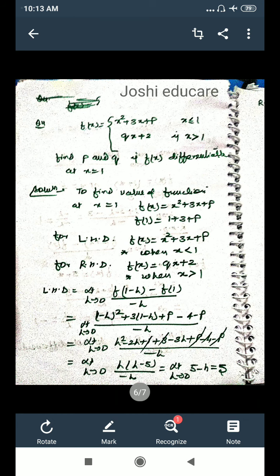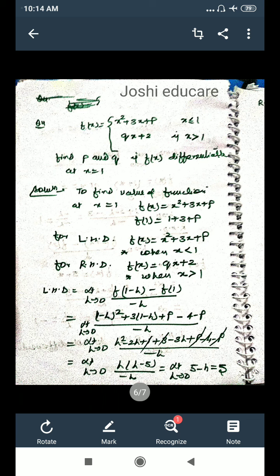See the next question. f(x) is given, again it is given that it is differentiable at x equal to 1. Find the value of p and q. Such type of questions are generally asked in continuity also. It is differentiable. To find the value of p and q, although it is given differentiable at x equal to 1, we'll use both the properties. We'll consider this as differentiable as well as we'll consider this as continuous also. Then only we will be able to find the value of p and q.